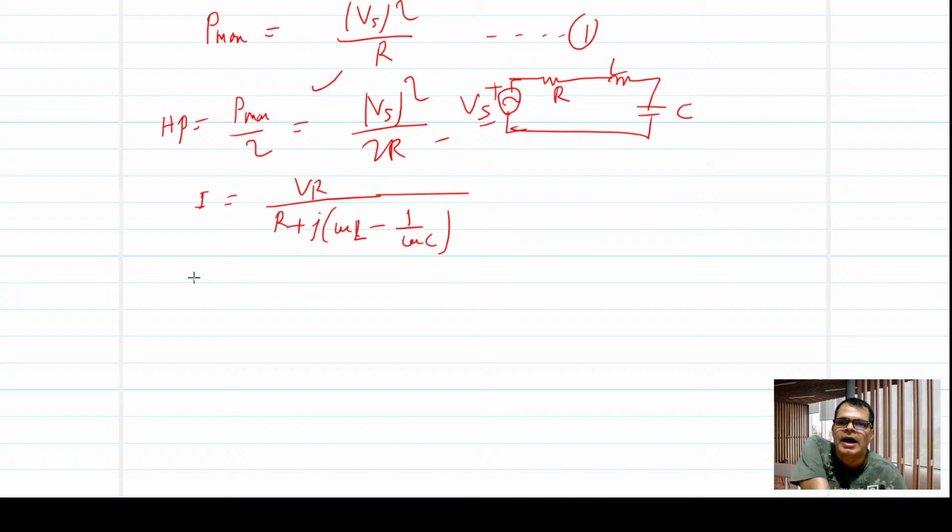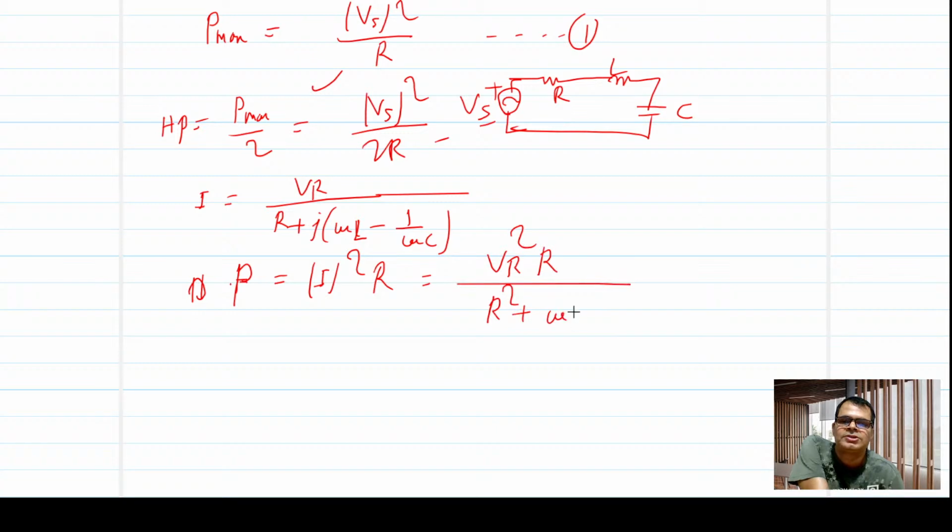Okay, so half power is in the resistor. Obviously power will be absorbed by the resistors. So P will be I magnitude square into R, that is Vs square into R upon R square plus (omega L minus 1 upon omega C) square. Have I written anything wrong? I equal to Vs upon that, yeah.